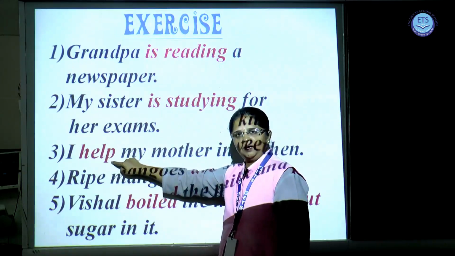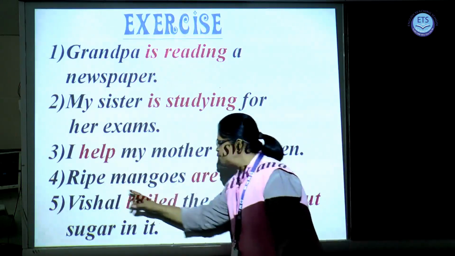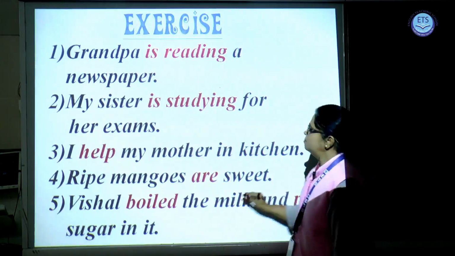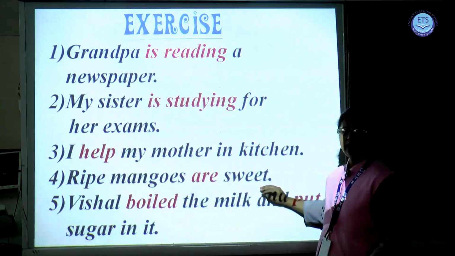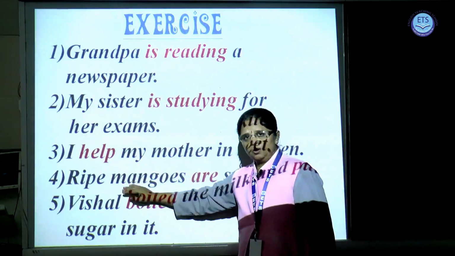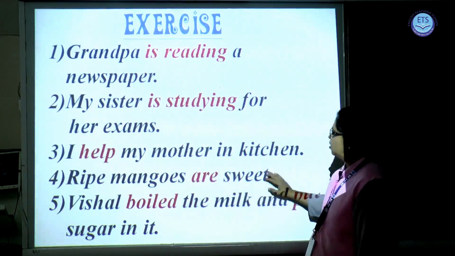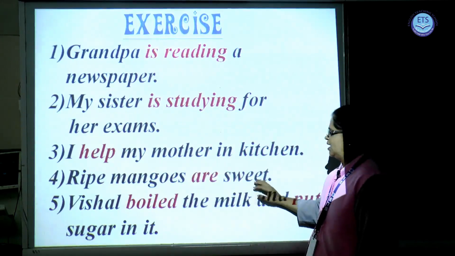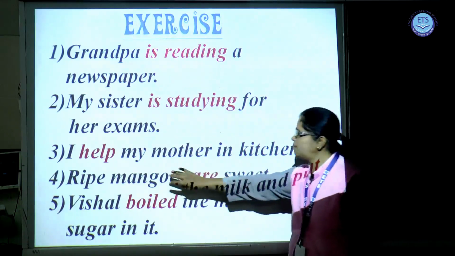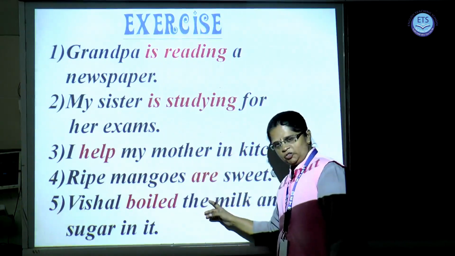So, help becomes a verb. Number 4, ripe mangoes are sweet. I know children, mangoes are loved by everybody, especially of your age. So, here they tell us the mangoes which are yellow in color, we call them ripe, right? So, how are they? They are very sweet. So, ripe tells us how the mangoes are.